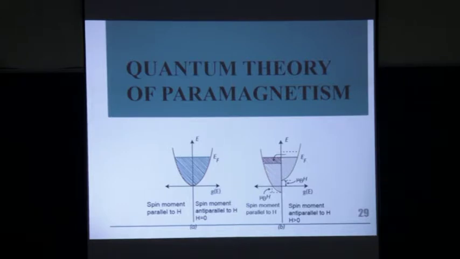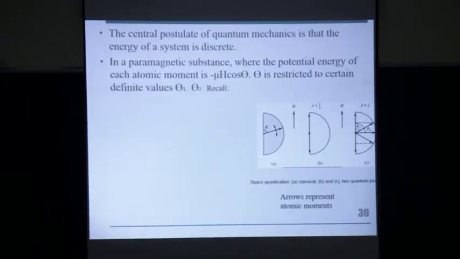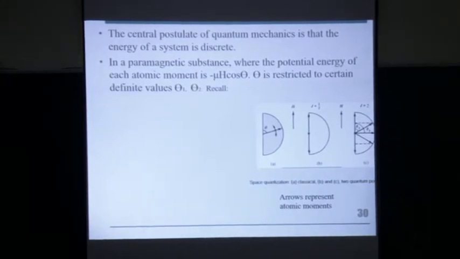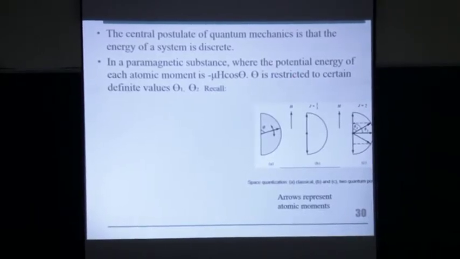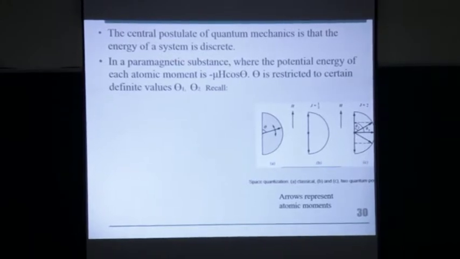So in the quantum theory of paramagnetism, energy is discretized, that is the Planck postulate. So E is equal to h nu. So in the case of what we are interested in, the potential energy of each atomic moment, which I put as minus mu dot H, right? That means mu H cos theta. That's the angle. Dot product means cos theta.